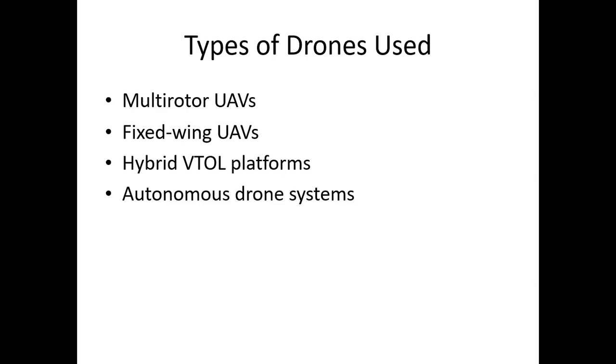Fixed wing drones offer long flight durations and greater coverage areas, making them ideal for large scale mapping and monitoring missions. Hybrid drones combine the advantages of both multi-rotor and fixed wing platforms, offering both hovering capability and extended range. Autonomous drones equipped with AI interface can independently perform rescue missions, avoiding obstacles and collecting data with minimal human intervention.